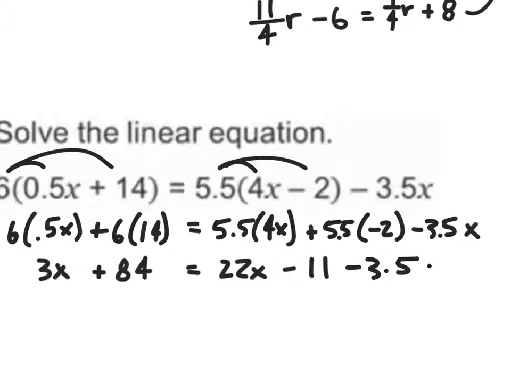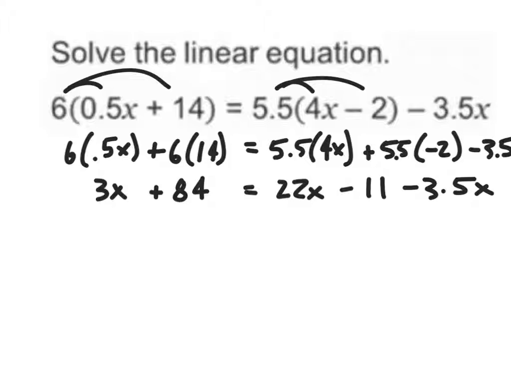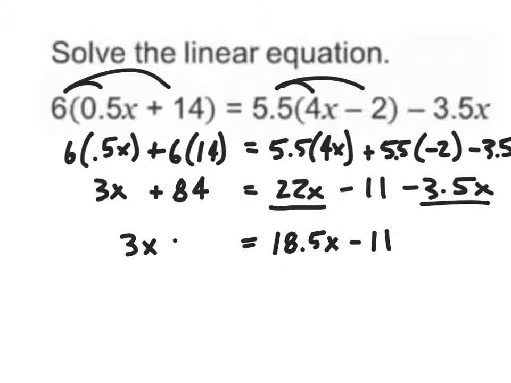Okay, so now can I combine anything on either side of my equal sign? And the answer is yes. I can combine my 22x minus 3.5x. So if I take 22 minus 3.5, that's going to give me 18.5x. So 18.5x minus 11 is equal to 3x plus 84. Now, thinking about where I want to move these to keep everything positive, I'm going to move my 3x over to the right side, and then I'm going to add 11 to the left side.